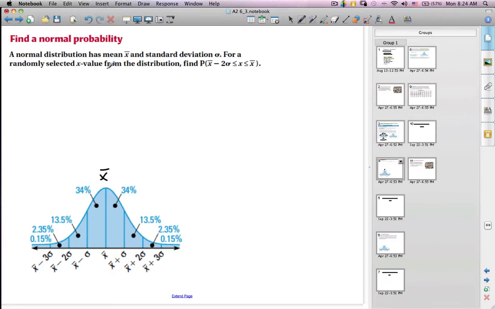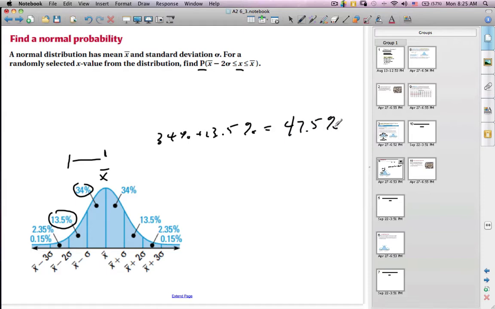For a randomly selected x value from the distribution, find the probability, P is probability, that the item lies between the mean, that would be here, and two deviations. That would be here. Okay, so I would take this probability and this probability, 34% plus 13.5%, and that's going to be 47.5%. That's the probability that it's between the mean and 2 standard deviations below the mean.